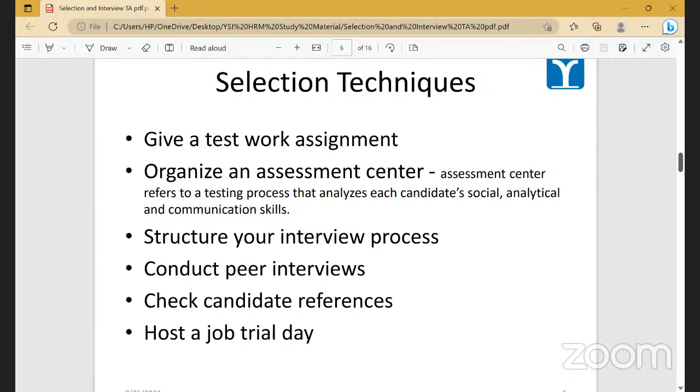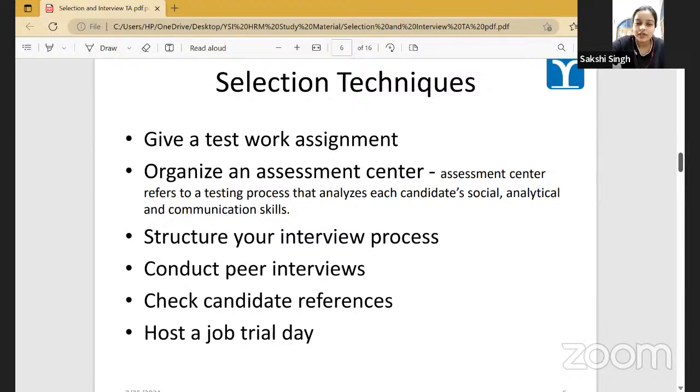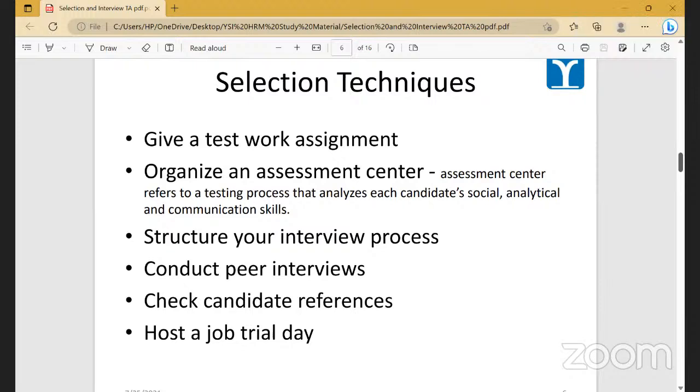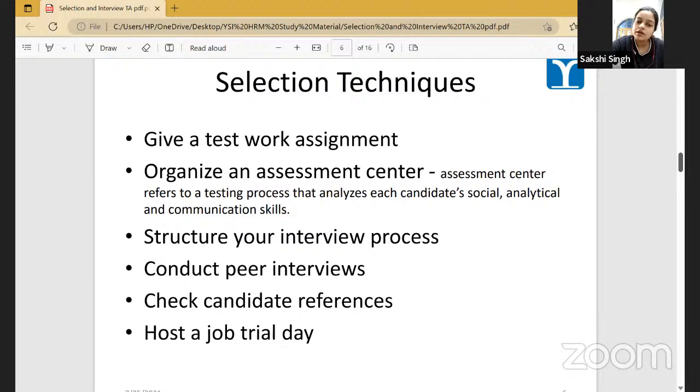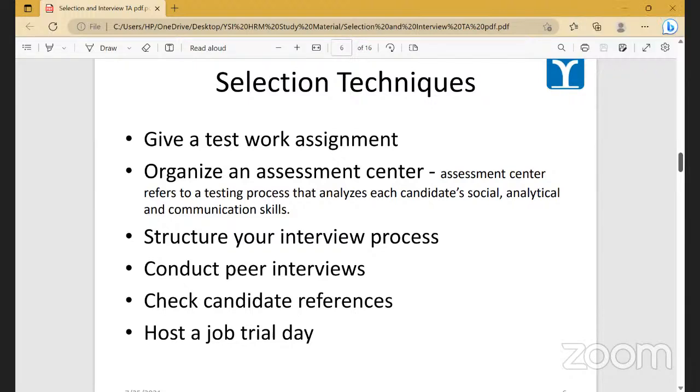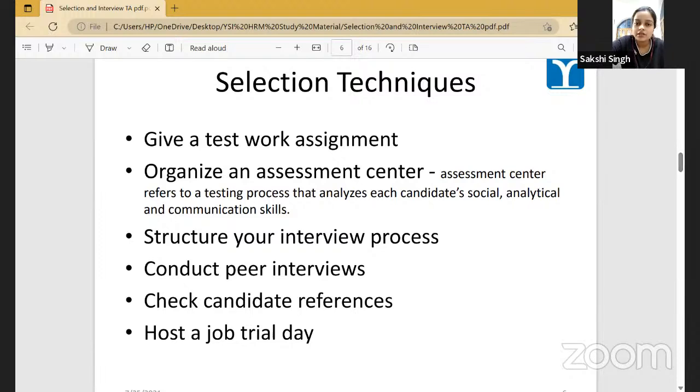No, no, ma'am. So test work assignment is like in YSI also we are given assignments to perform so that we can be tested on that assignment, how much knowledge we have gained and what we have performed. So in test work assignments, the company gives the candidates certain assignments to perform so that they can test their skills and abilities on the basis of that assignment.